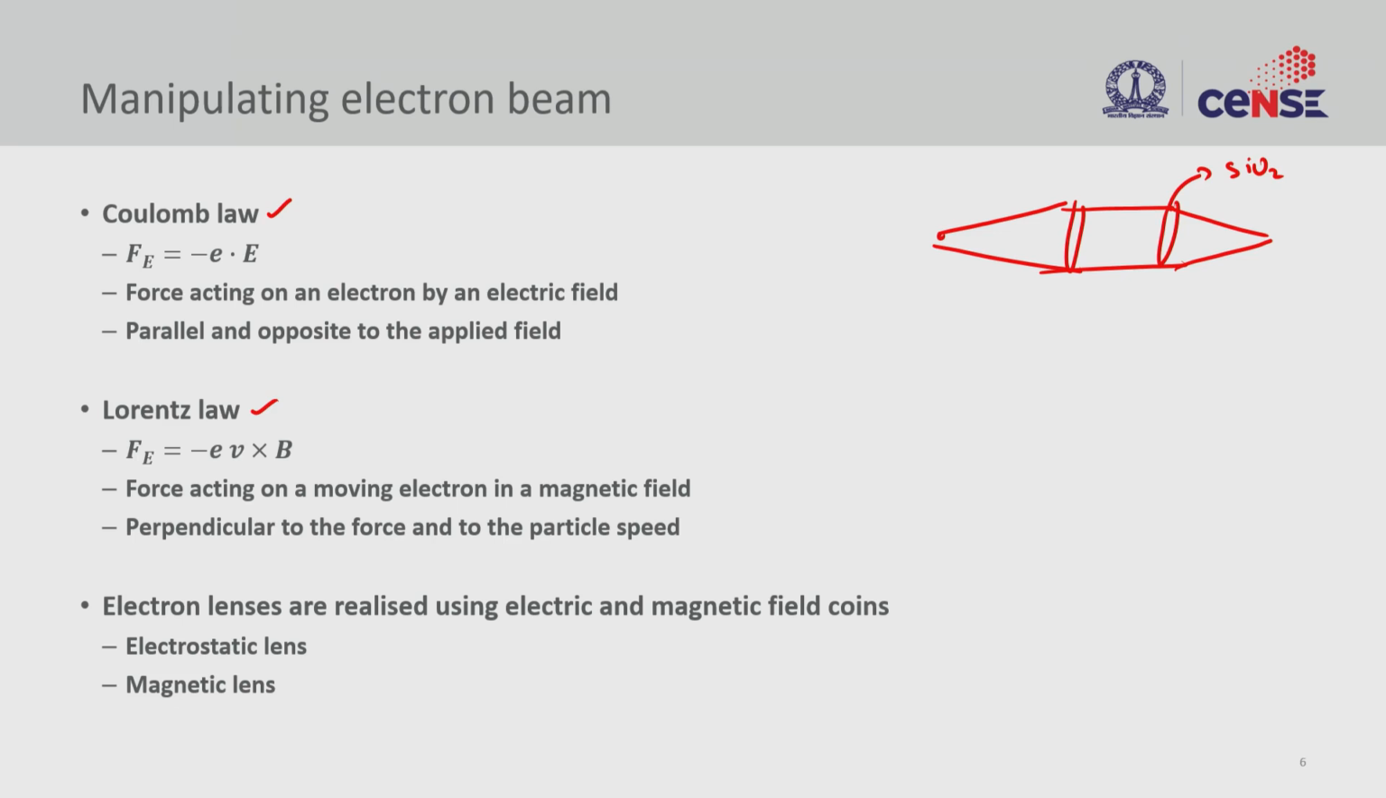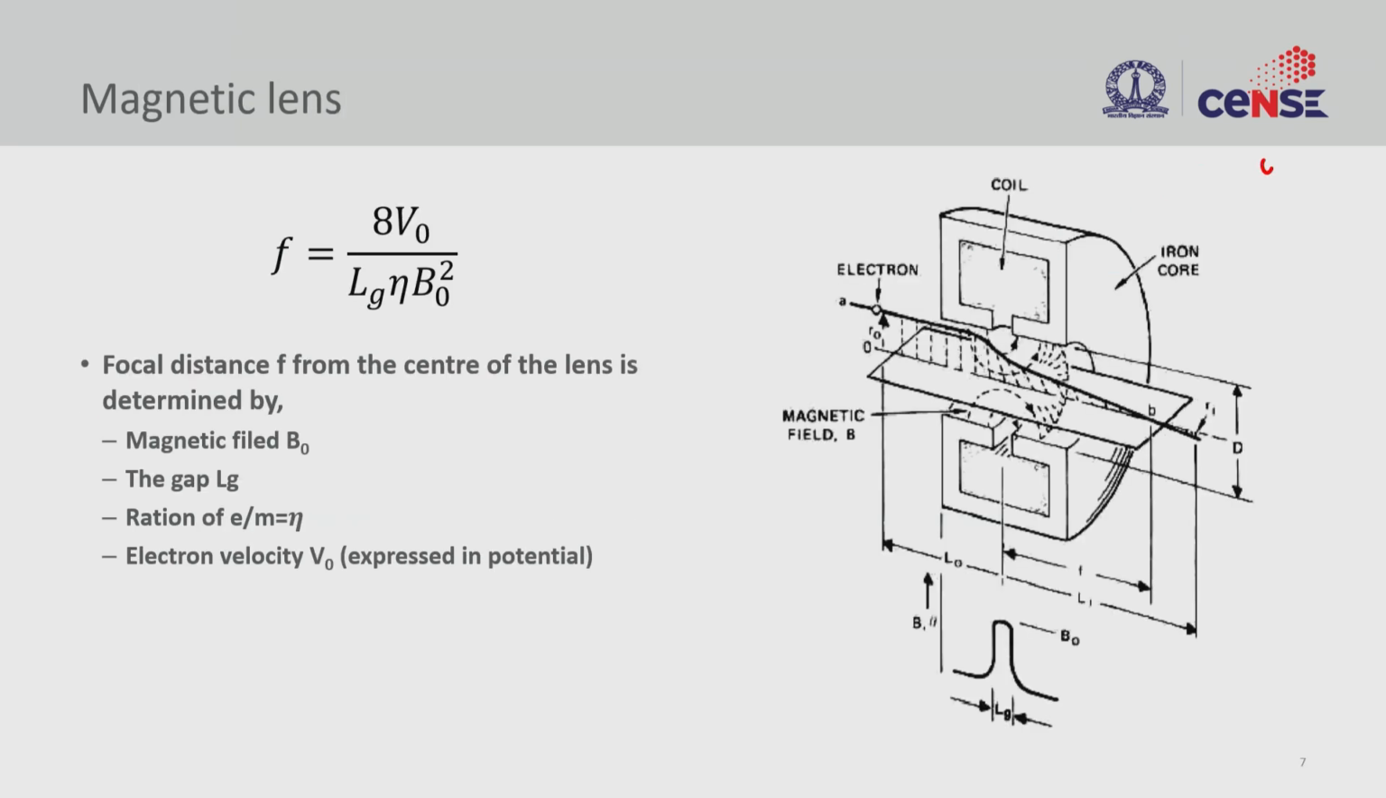So this is how we control the flow of electrons. If you take a magnetic lens, on the right side you can see a very simple cartoon of how we focus an electron beam. This is the gap where you start to make these field lines, and this is the traverse path, and this is the focal length, from the lens to here. And LG is the gap that creates the field B. So B is the field that is generated.